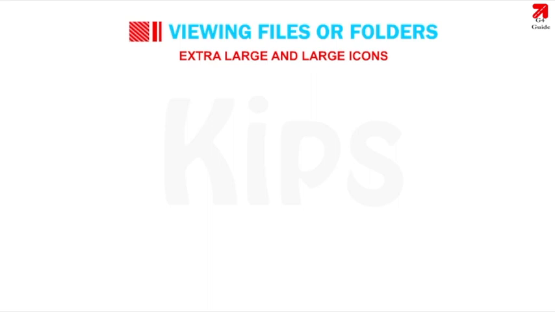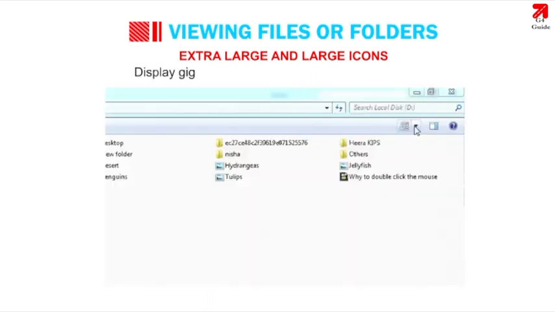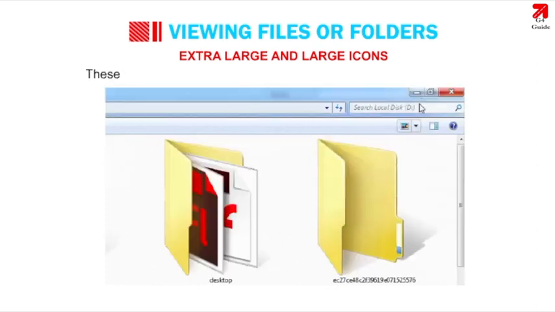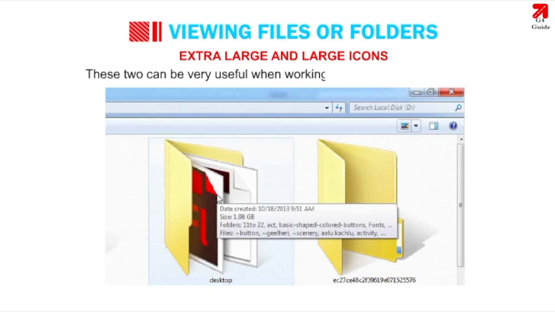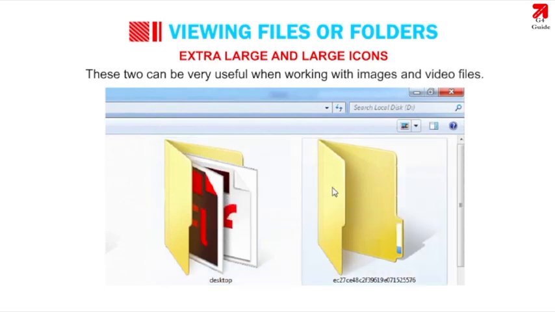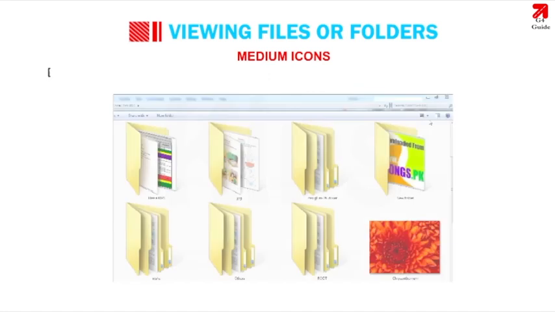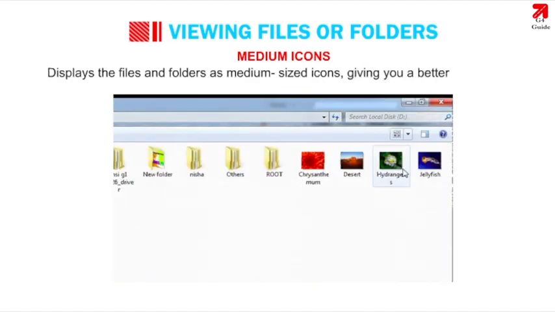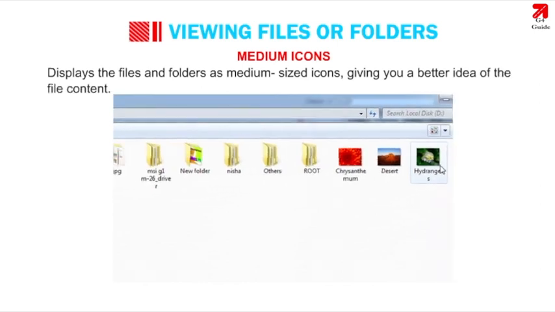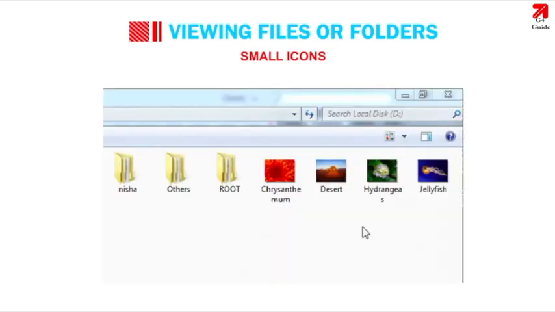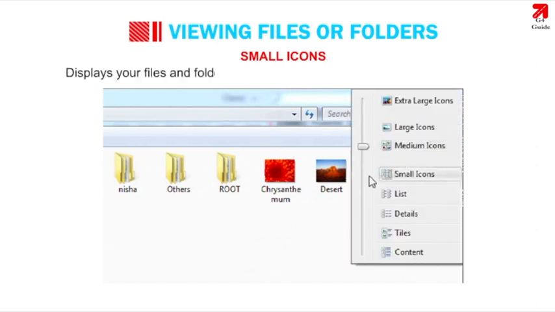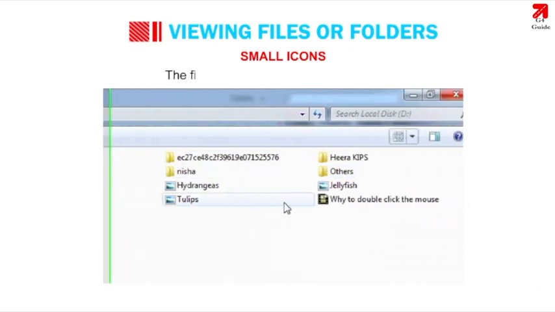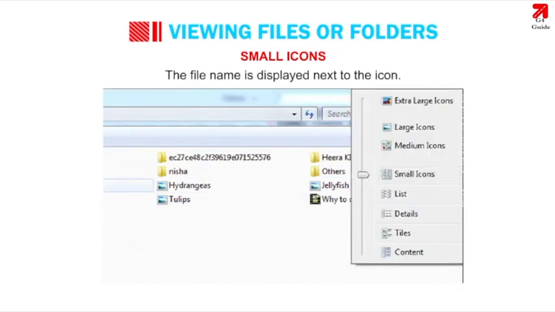The extra large and large icons display gigantic and large icons of the files and folders. These two can be very useful when working with images and video files. The medium icons display the files and folders as medium-sized icons, giving you a better idea of the file content. The small icons display your files and folders as small icons without a preview of their contents. The file name is displayed next to the icon.